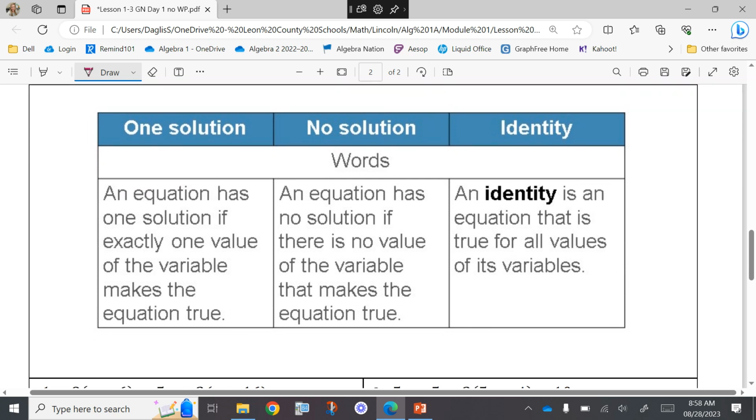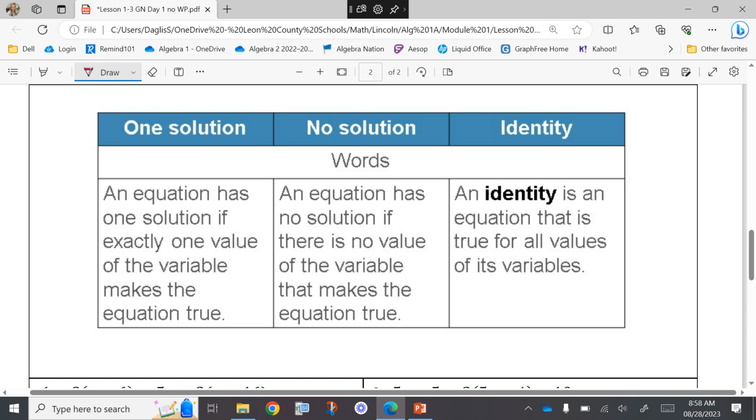All right, so we have some special cases, some special words that we need to talk about, okay? An equation has one solution if exactly one value of the variable makes the equation true. This is what we've been doing the entire time. We've gotten x equals blank, right? Just one number at the end, okay? Now, it is possible that there's no solution, and that's true if there's no value of the variable that can make the equation true. We might run into that and see what that's going to look like, okay?